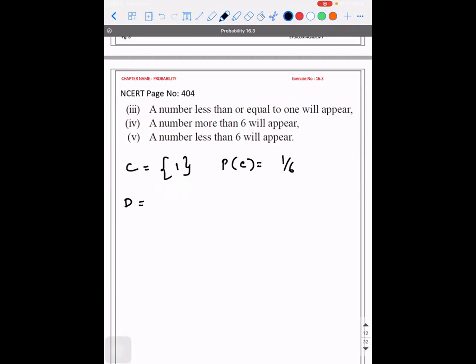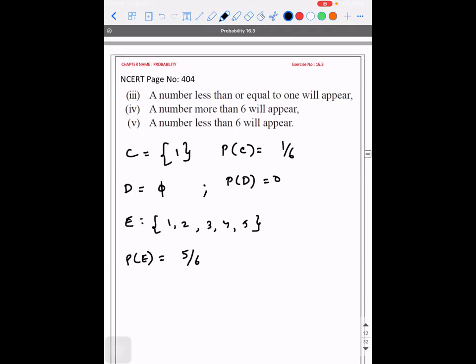What is D? A number more than 6 will appear. It's a null set. So probability of D is 0 because it's an impossible event. A number less than 6 will appear. 1, 2, 3, 4, and 5. So what is the probability of E? It is 5 out of 6. So it's a simple problem actually. Right? Shall I move on to the next one?